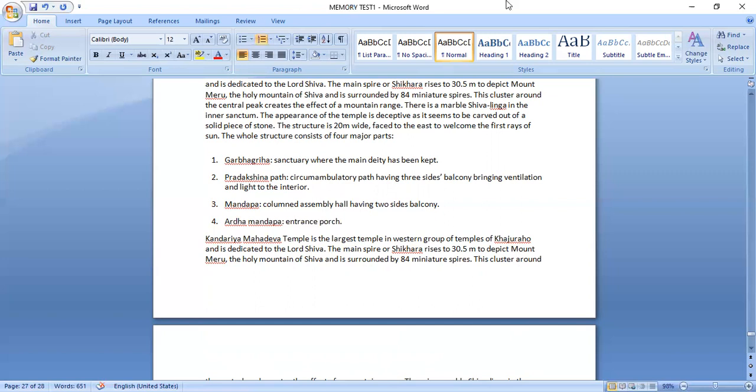What is Garbhagriha? Garbhagriha is where the main deity is kept. Every temple has one, no? A smaller one inside. That is Garbhagriha.